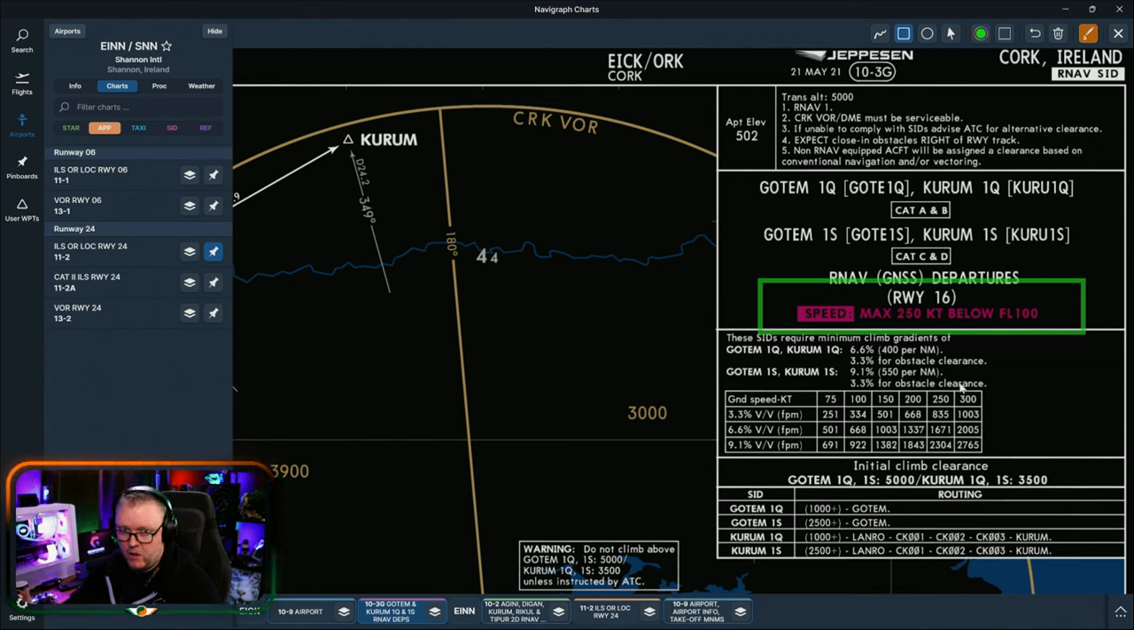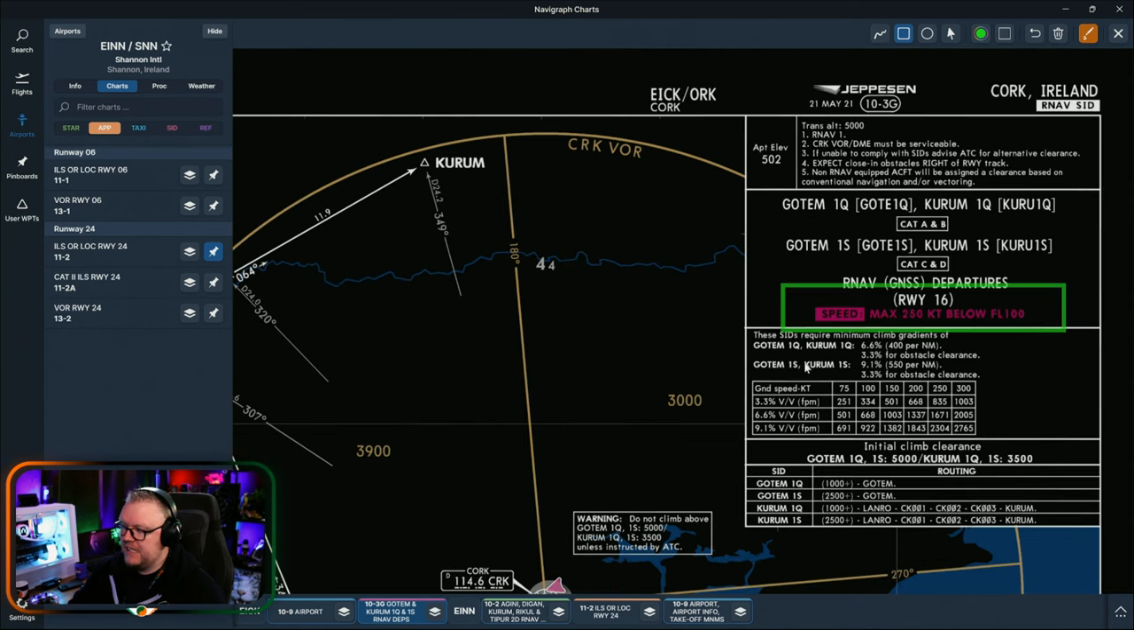Now, ATC might overrule that. They could turn around and say, you know, unrestricted climb, unrestricted speed. They might say that. But for this, keep your speed slow. Not too slow, but don't be blasting off because, well, there's a lot to track on this. All right. Anyway, the SIDs require minimum climb gradients. Again, that comes down to your aircraft. So if you wanted to take the Blériot out for a spin, you're going to struggle. Right. But you get the idea.